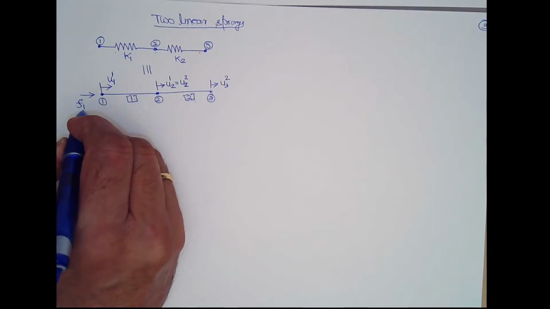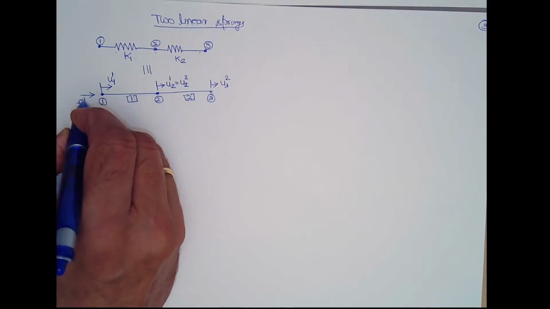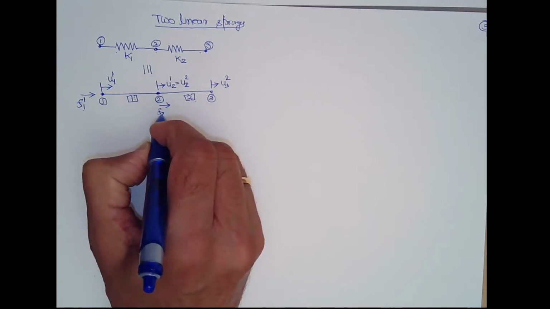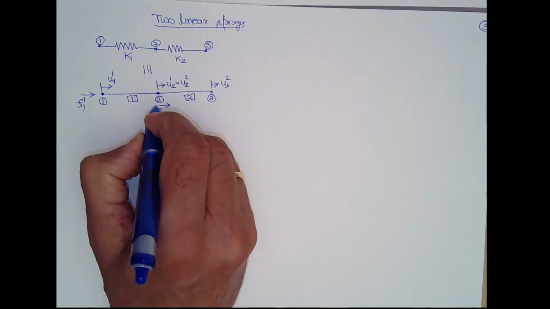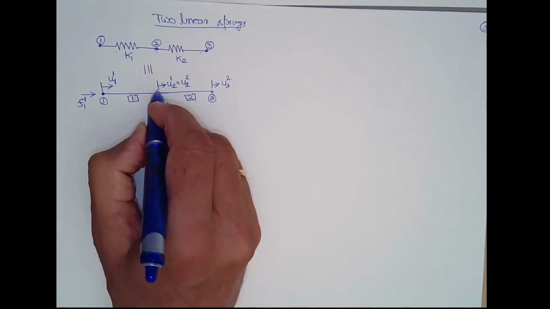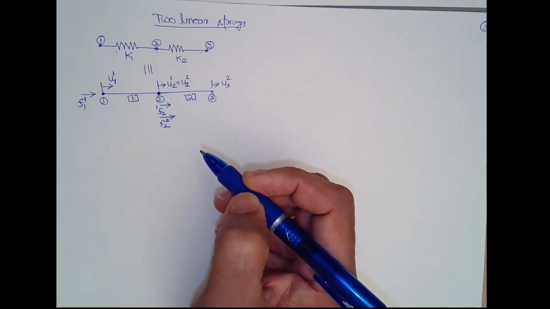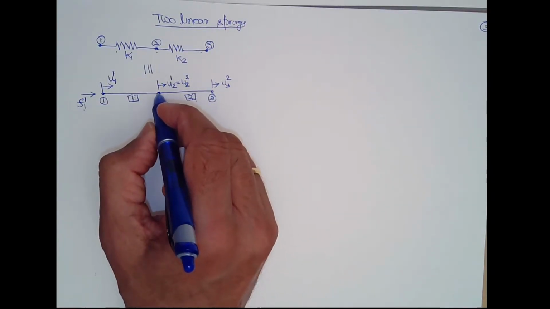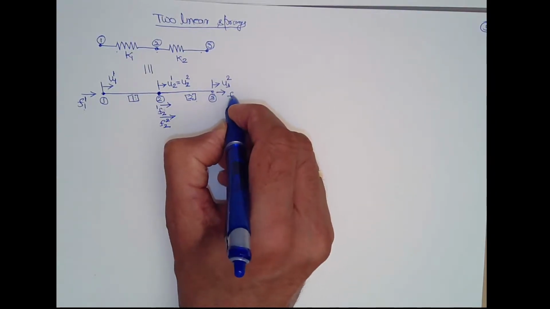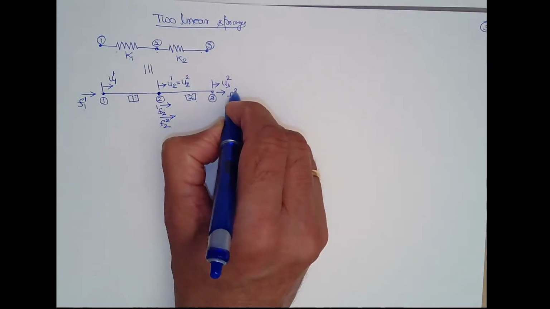Similarly, the nodal force acting at node 1 is connected to element 1. The nodal force acting at node 2 is connected to element 1, and also the nodal force acting at node 2 is connected to element 2. These two nodal forces will get summed up to give the final nodal force at node 2, and I will write the nodal force at node 3, connected to element 2.